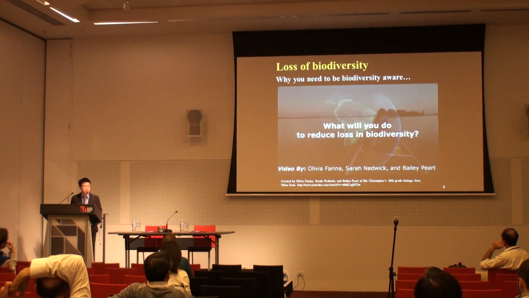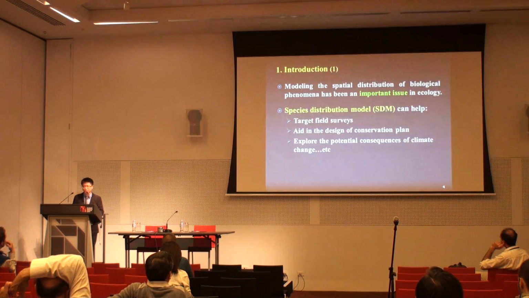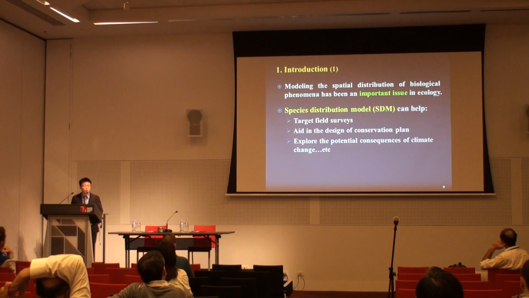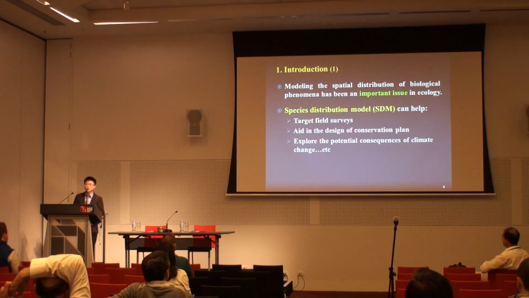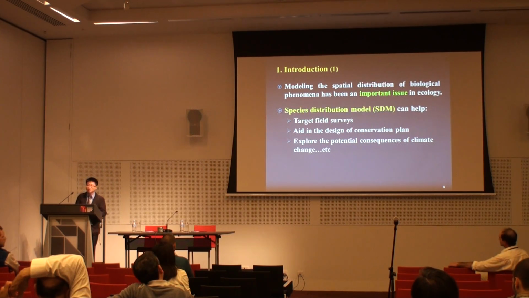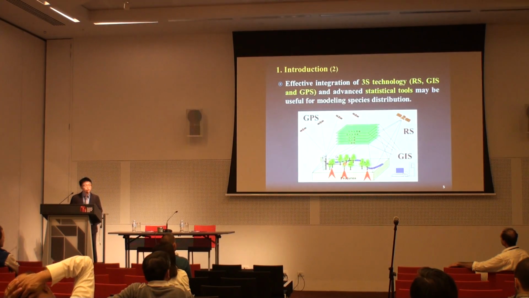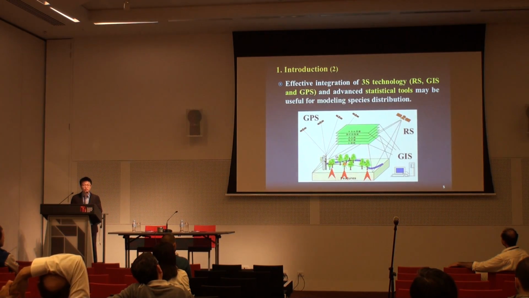And this is today's topic that I want to share. In terms of forests, we use one workable framework, the species distribution model. It becomes an essential tool in many dimensions, like targeting field work, assisting conservation planning, and exploring the potential consequences of climate change. In addition, we integrate 3S technology and statistical tools, gradually enhancing our capacity to meet that challenge, giving the ability to describe patterns in nature over broader spatial scales than ever before.